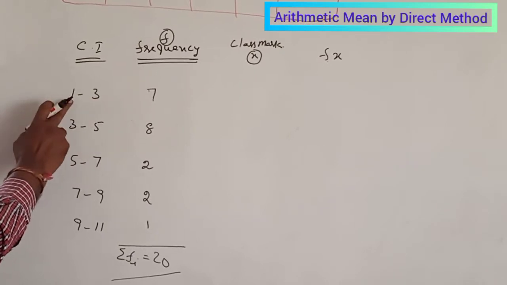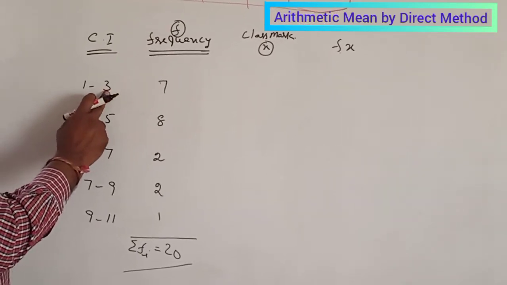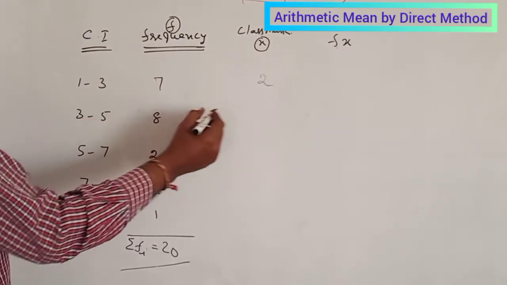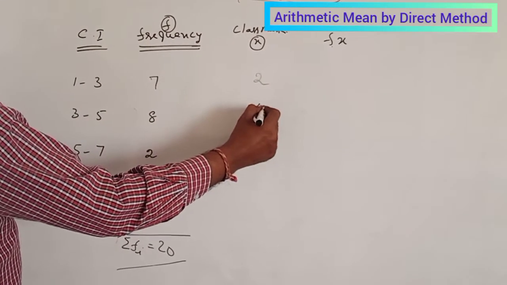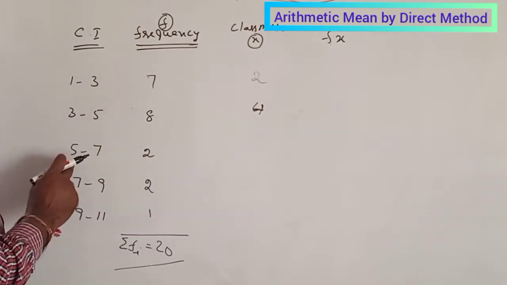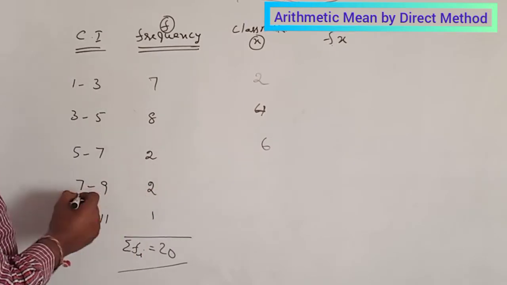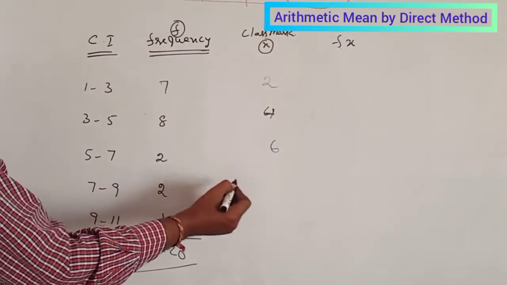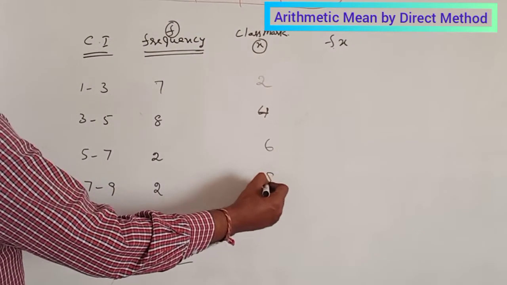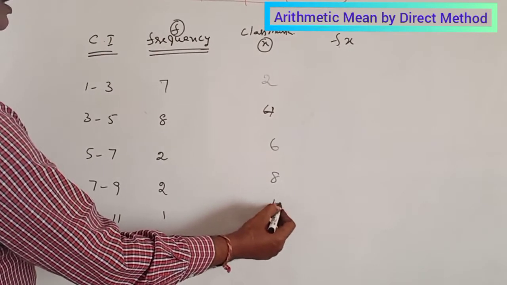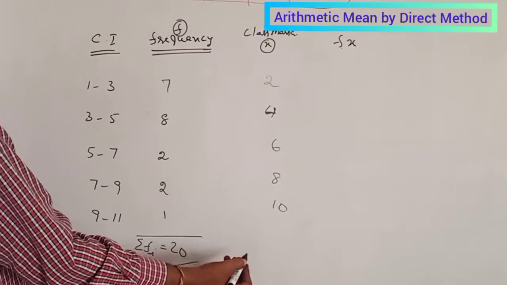So the average of the class: 1 plus 3 is 4, 4 by 2 is equal to 2. 3 plus 5 is 8, 8 by 2 is equal to 4. Next, 5 plus 7 is 12, 12 by 2 is equal to 6. 7 plus 9 is 16, 16 by 2 is equal to 8. 9 plus 11 is 20, 20 by 2 is equal to 10. So these are the class marks.